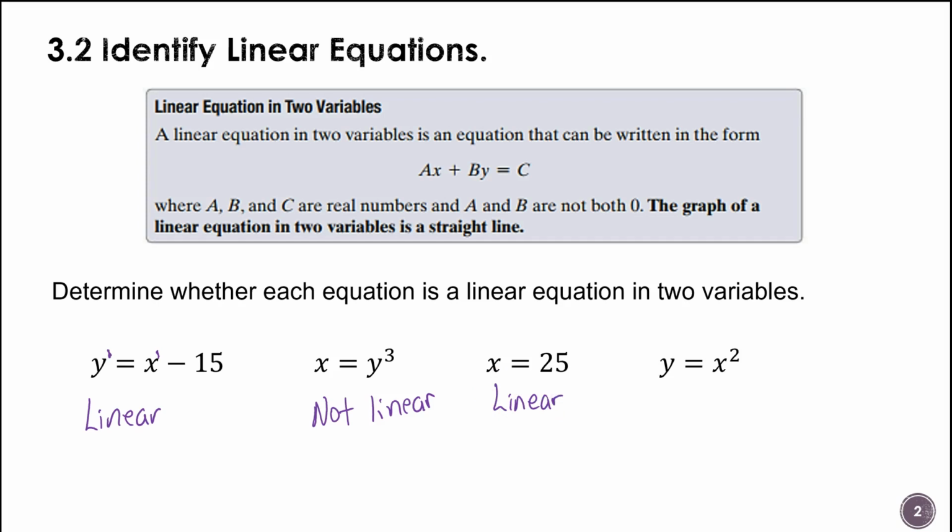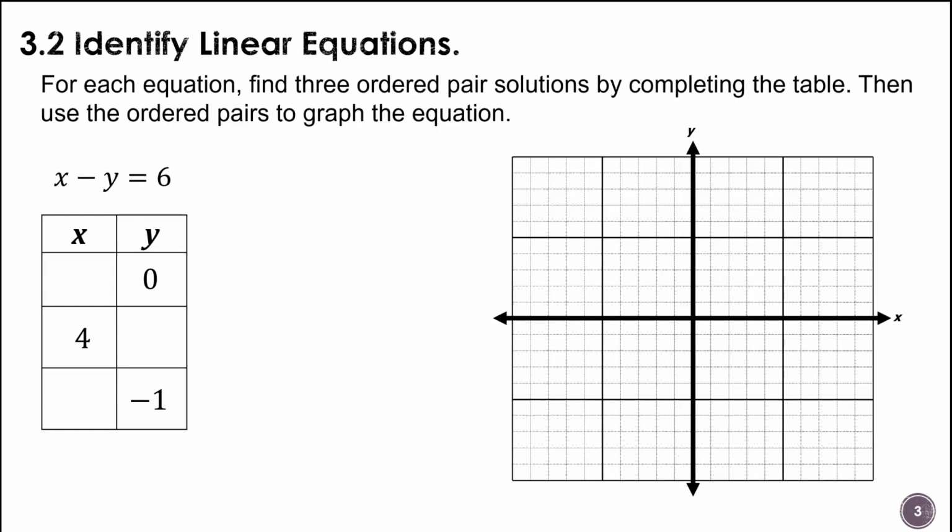The next one, y equals x squared. This is actually a parabola. It has a 2 as an exponent, so this one is not linear. So any equation that makes a straight line is going to be a linear equation. And if there are other exponents in there besides a 1, then those are not going to be linear equations.